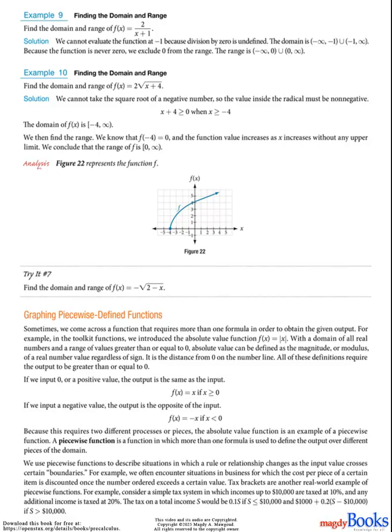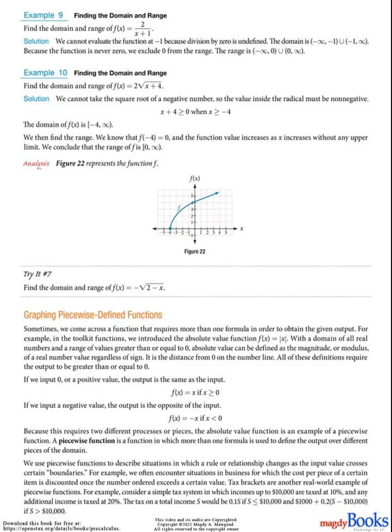Because the function is never 0, we exclude 0 from the range. The range is (negative infinity, 0) union (0, infinity).